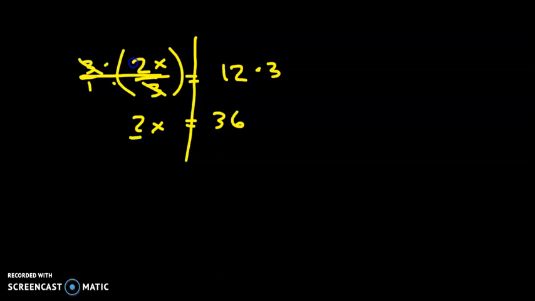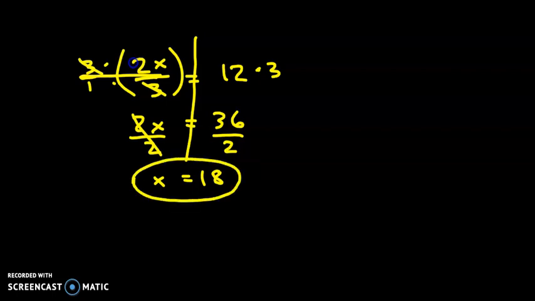Now it's just 2x. Well, that's 2 times x. The opposite of times 2 is divide by 2. So divide both sides by 2. Half of 36 is 18. Okay? And I should go ahead and plug that into my original equation just to double check. Okay, so let's look at a multi-step equation. So now we've got the variable more than once. Okay?